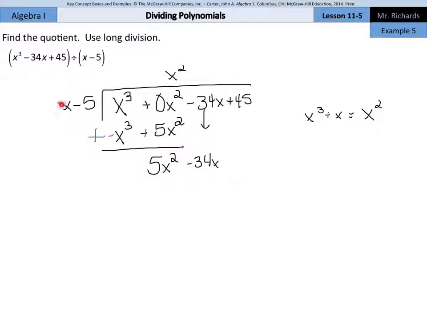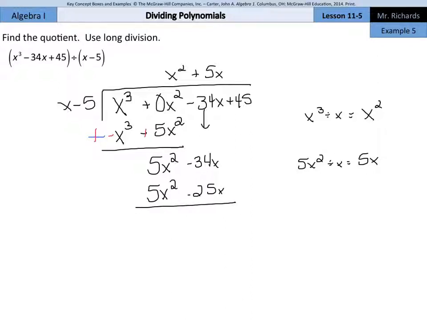And we can continue on to our next step, which is to look at our 5x squared and divide it by the x. So 5x squared divided by x is equal to 5x. And that's what we're going to put in here, plus 5x. So 5x times x is 5x squared. And 5x times negative 5 is negative 25x.